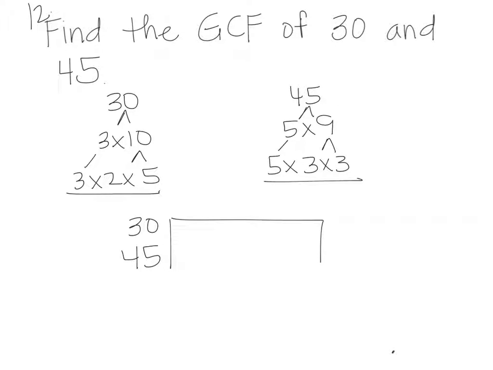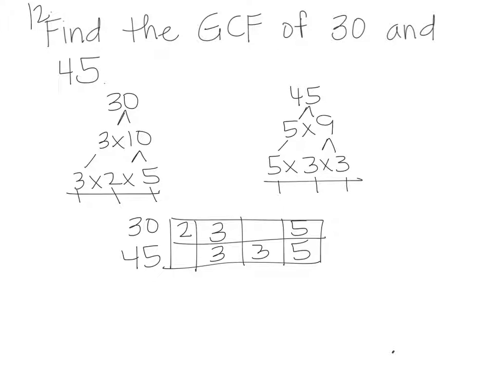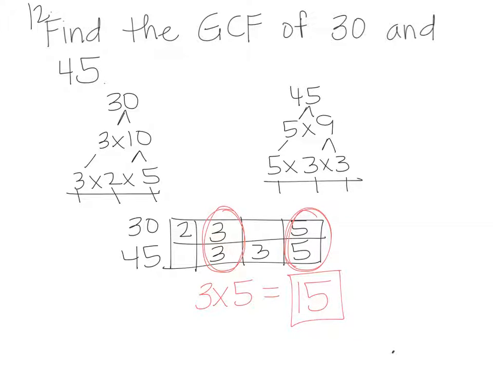So now I need to create my table. So I'm going to put them in again, least to greatest, 3, got 2 3s there, and a 5. And they have a 5 in common. So I got my 3, I got my 2, I got my 5, I got my 5, and 2 3s. So I got all my numbers in. We have a 3 in common, we have a 5 in common. So to find my GCF, I need to multiply the common factors. 3 times 5 is 15. So the GCF of 30 and 45 is 15.